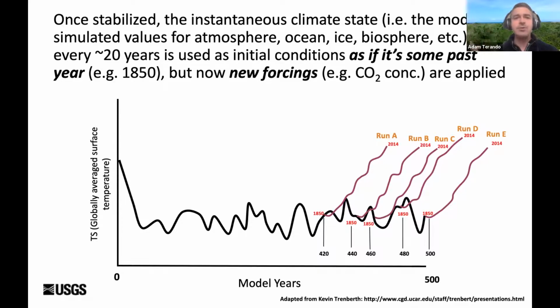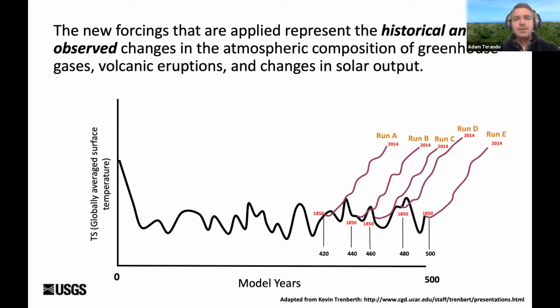And now we're going to apply our new forcings, the forcings that have actually been observed over the past. The new forcings that are applied represent the historical and observed changes in the atmospheric composition of greenhouse gases, plus things like volcanic eruptions and changes in solar output. All those forcings can affect the Earth's energy balance and affect the Earth's climate.